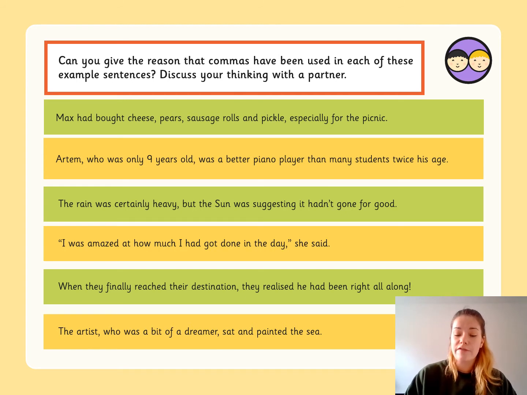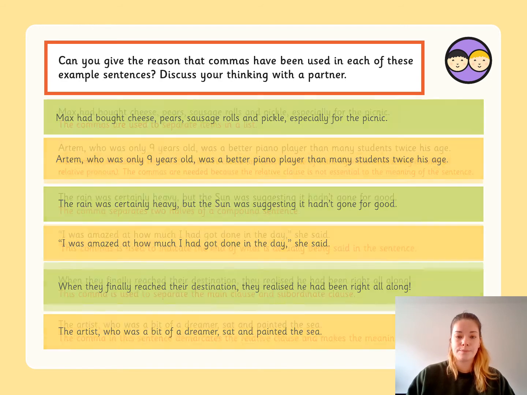Sentence number 5, when they finally reached their destination, they realised he had been right all along. A comma has been used there because we've used a fronted adverbial, when they finally reached their destination. And we know that if we use a fronted adverbial, we must put a comma after it. And the final sentence, the artist, who was a bit of a dreamer, sat and painted the sea. Again, a comma has been used there to indicate that a relative clause is present within that sentence, and the relative pronoun who has been used again for that relative clause.